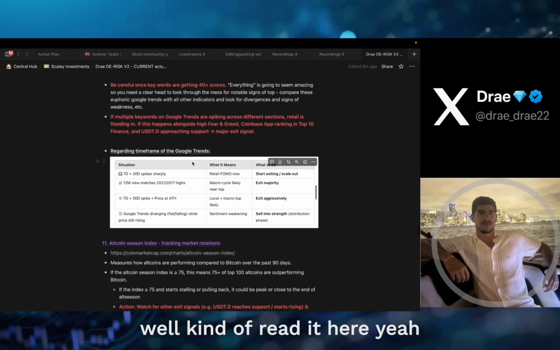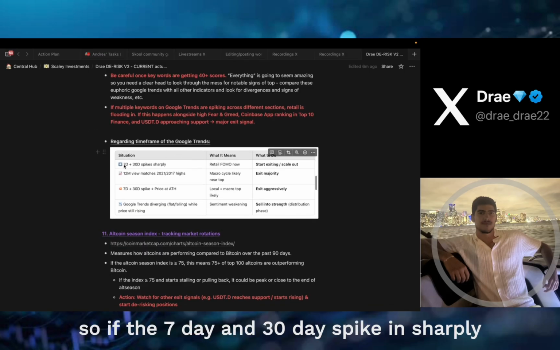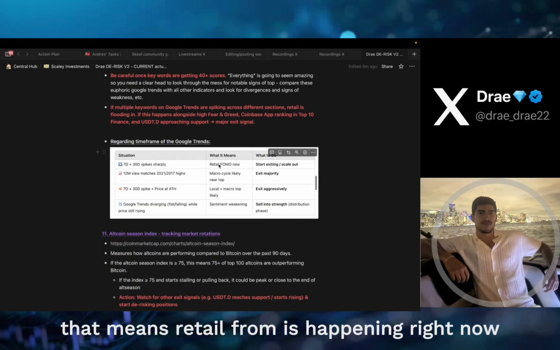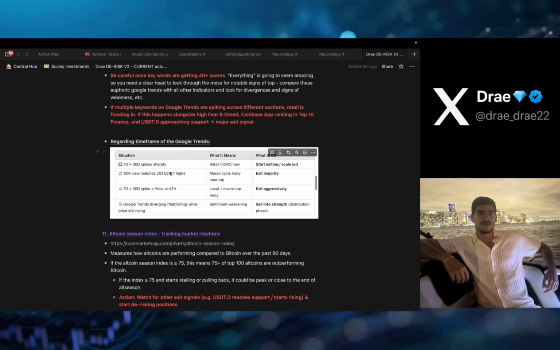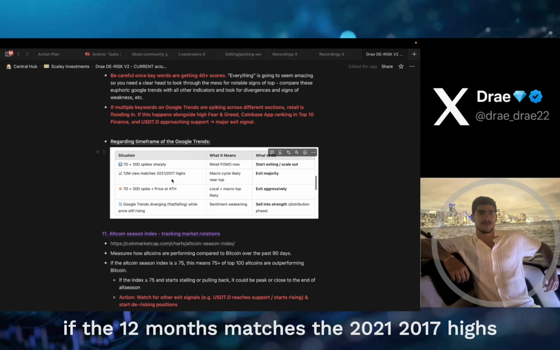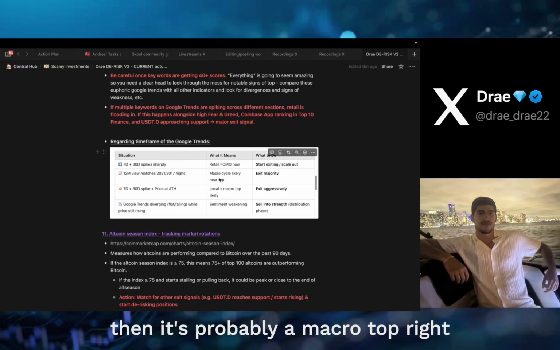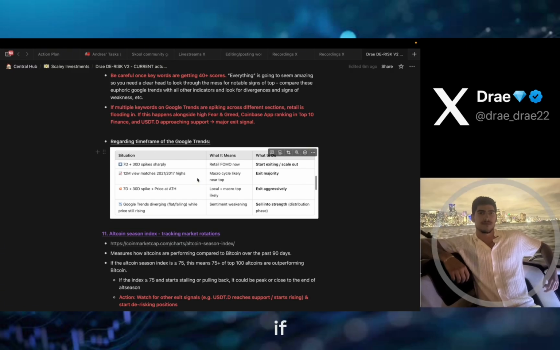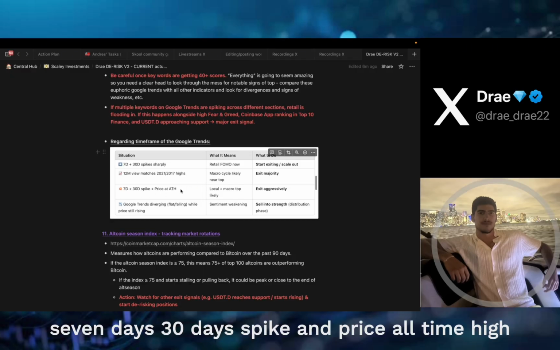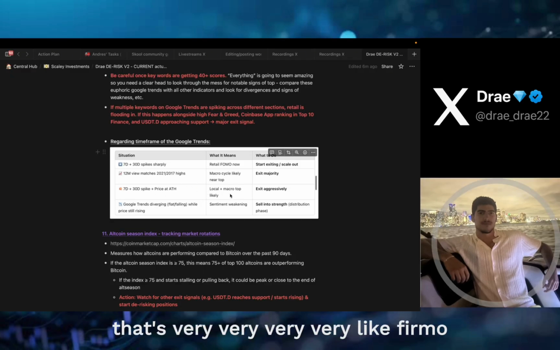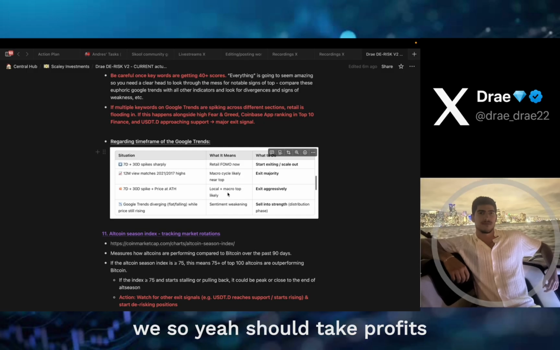Well, I kind of wrote it here. Yeah, regarding time frame. Okay, so if the 7-day and 30-day is spiking sharply, that means retail FOMO is happening right now. If the 12-month matches the 2021-2017 highs, then it's probably a macro top, right? If 7-day, 30-day spike and price all-time high, that's very, very FOMO-y. So yeah, should take profits.